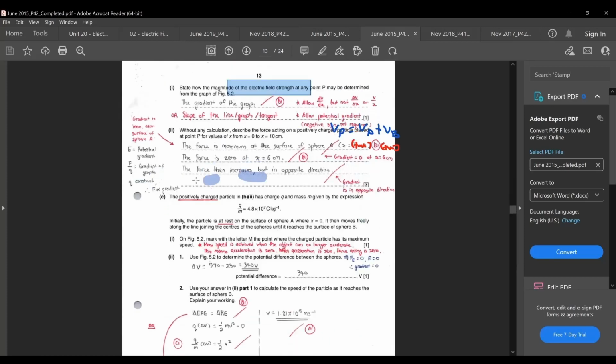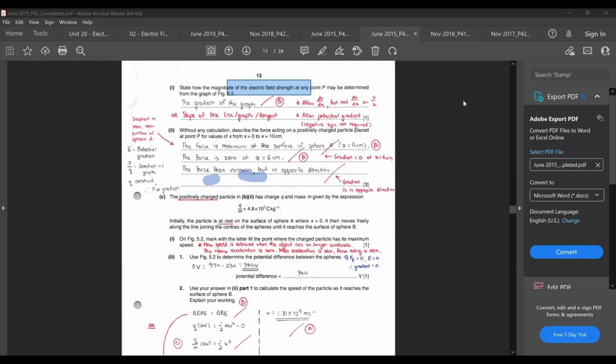So here you can just say it's obtained from the gradient of your graph, because E is negative potential gradient, is negative delta V over delta X, where your delta V over delta X is the gradient of your V-x graph. This one will give you your magnitude. Okay, so you just say gradient of the graph. That one will be sufficient.